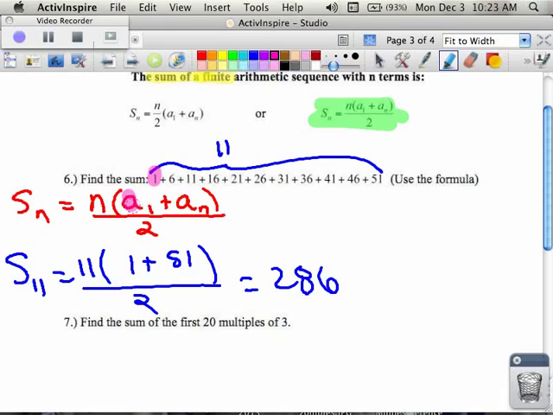First number, last number, and the number of things.